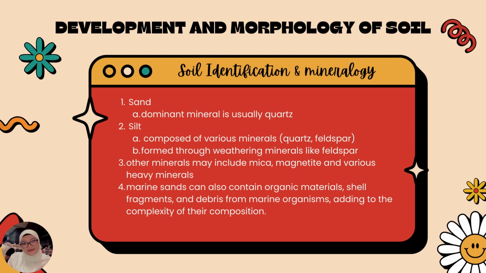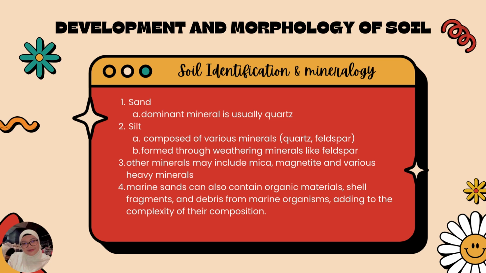Next, soil identification and mineralogy. First, sand. Dominant mineral is usually quartz. Second, silt, composed of various minerals like quartz and feldspar, formed through weathering of minerals like feldspar. Third, other minerals may include mica, magnetite, and various heavy minerals.